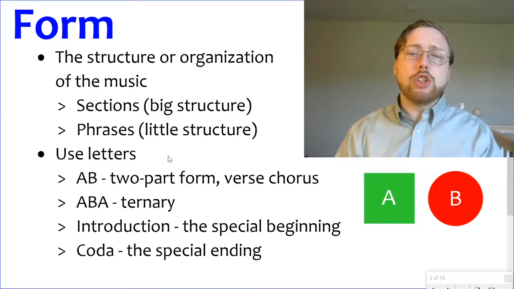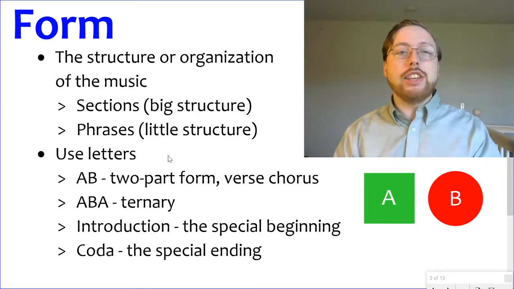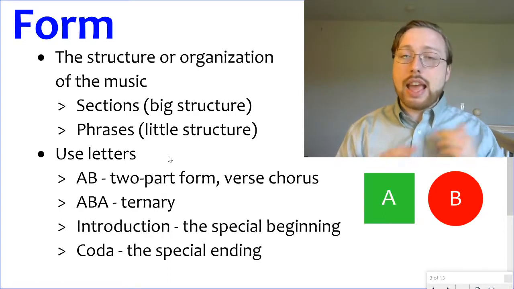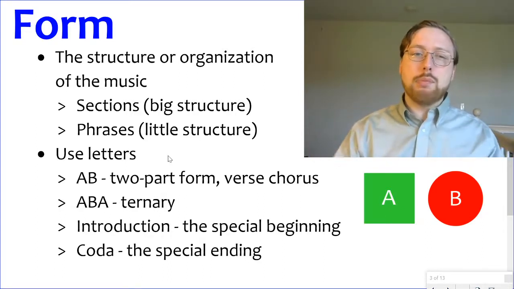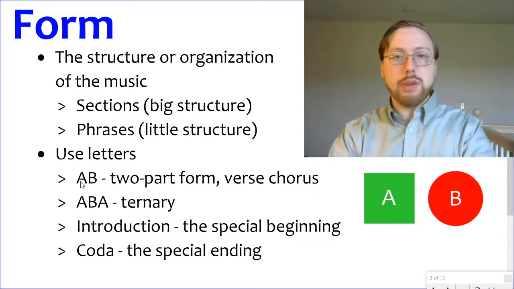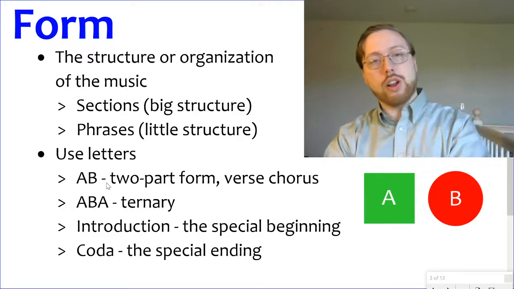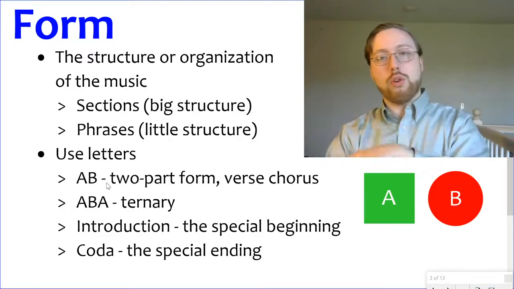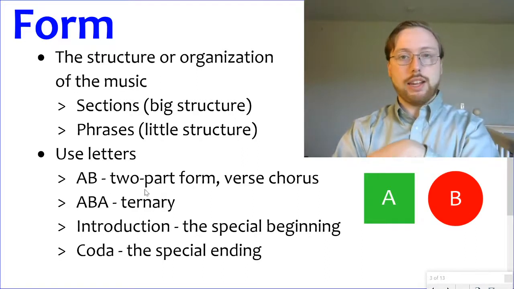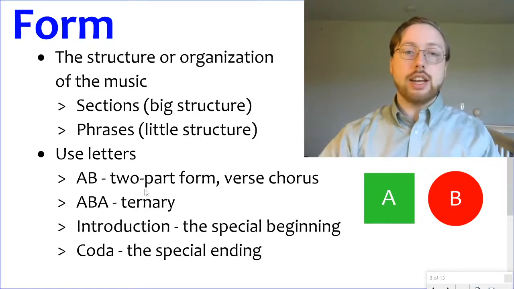And we're going to talk about structure and form by using letters. So for example, This Land Is Your Land is one of the simplest kinds. It's a two-part form because it goes A, B, verse, chorus, A, B, A, B, just back and forth, back and forth, back and forth. Doesn't change.